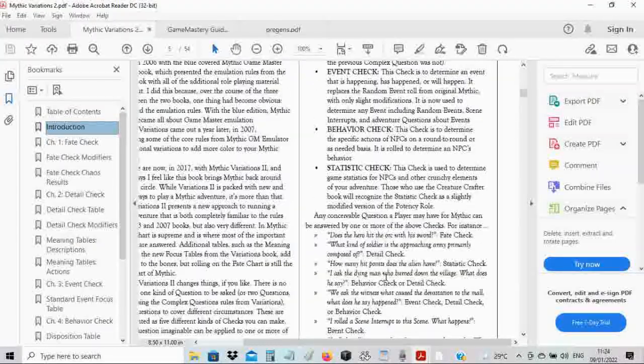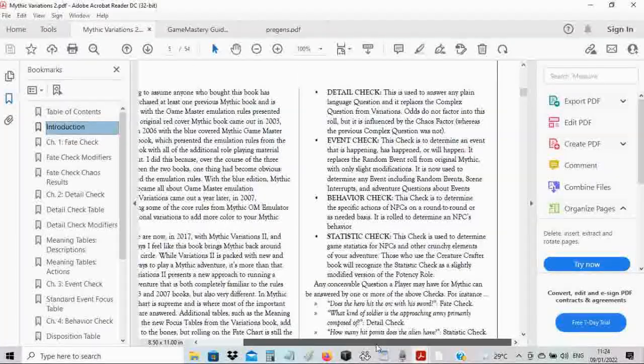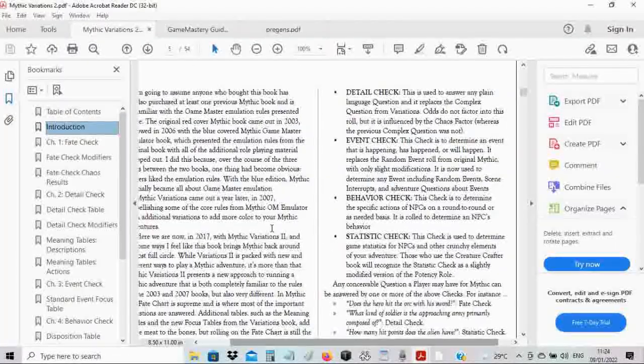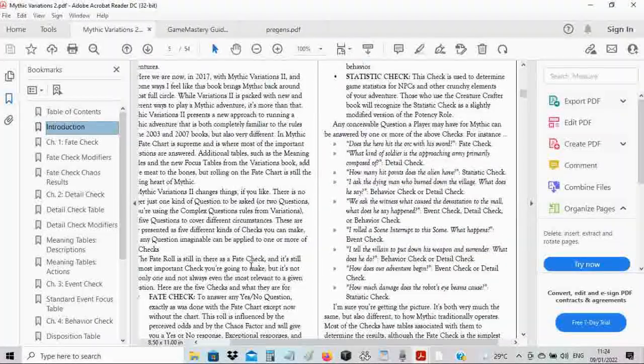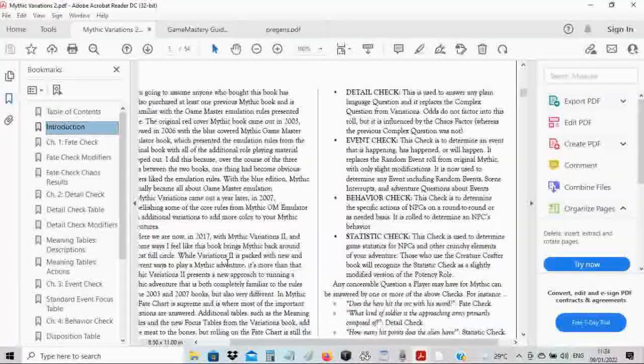See there? Now, in case you're wondering what those checks are, I've already gone over them in the previous video about Mythic Variations 2, but here we are. The fate check works kind of like your oracle to answer a yes or no question. A detail check in case you want more details about an actual adventure. An event check, for special events, like something random happening, like a monster comes out of nowhere. A behavior check for controlling NPCs, and a statistics check to determine what other crunchy elements will be in our adventure, but we'll go over that last.